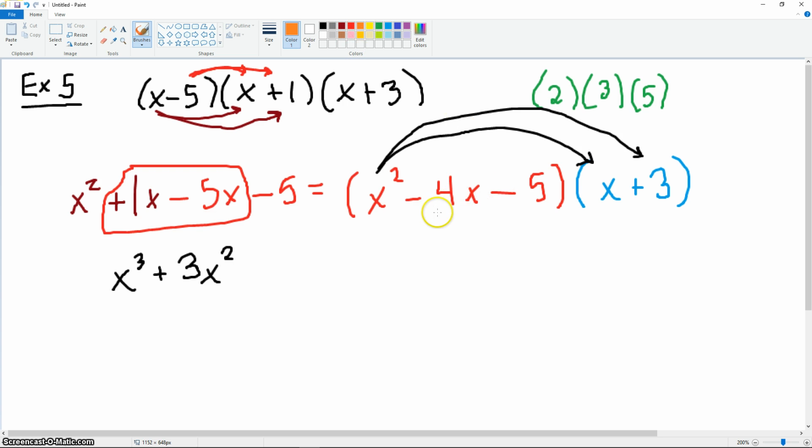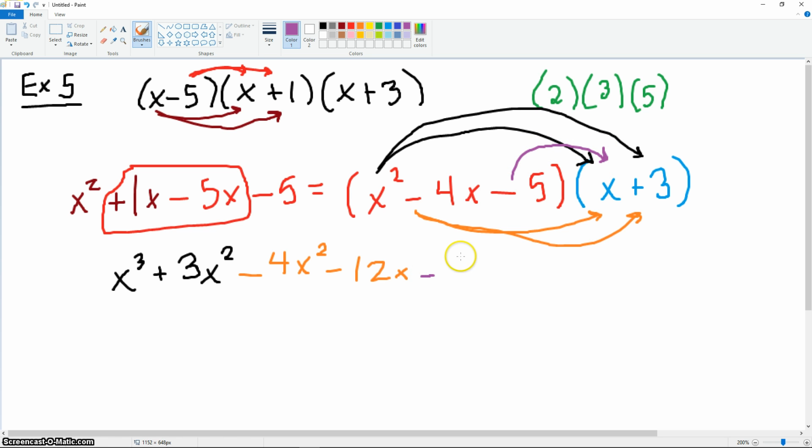Now we have negative 4x times x, and that's going to be a negative 4x squared. And a negative 4x times 3, and that's going to be a negative 12x. A negative 5 times x, and that's going to be a negative 5x. And then a negative 5 times 3, and that's going to be a negative 15.